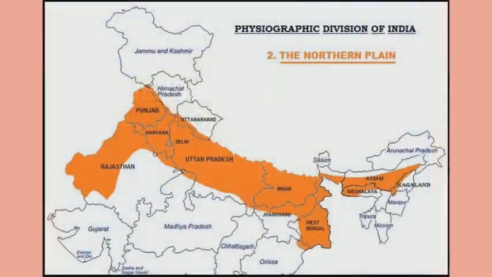What basically are northern plains? Northern plains are the lowlands to the south of the Himalayas. A map has been shown to you, children. In that map, the orange section shows the northern plains, which extend from Punjab towards some part of Rajasthan, along with Delhi and towards Assam. It also covers some part of West Bengal.